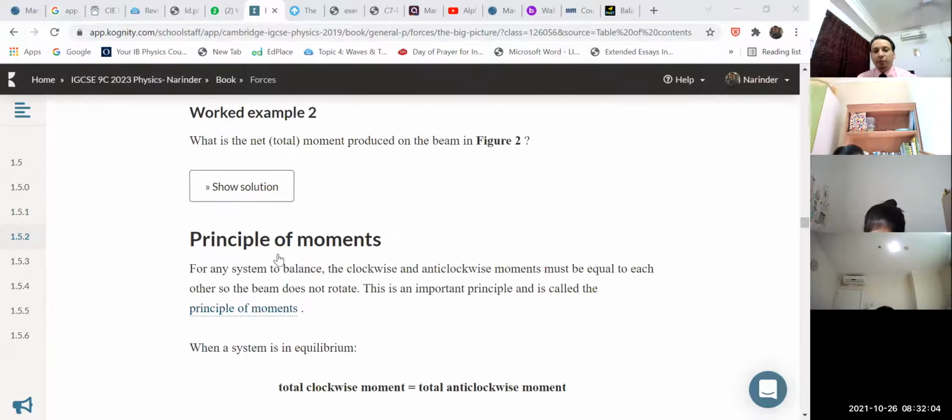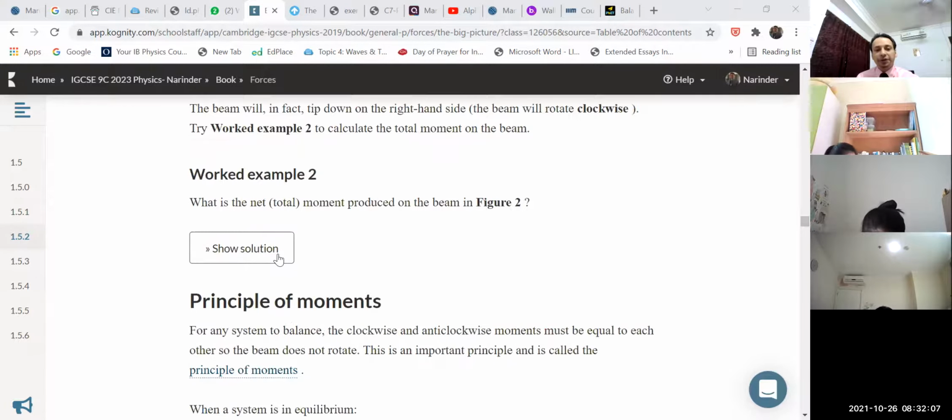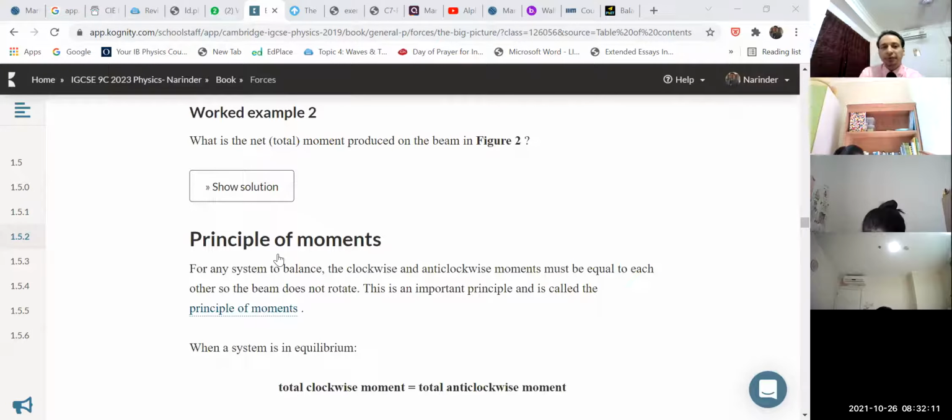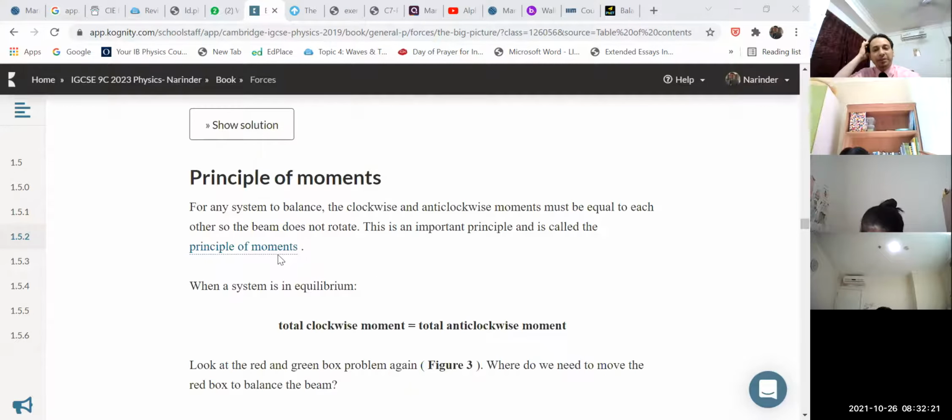Now, children, the next important point that I want to discuss is the principle of moments. On what principle do these objects rotate? And the principle of moments is basically about equilibrium. In what condition will the beam be in equilibrium, children? Equilibrium means, children, the net turning effect of force is zero.